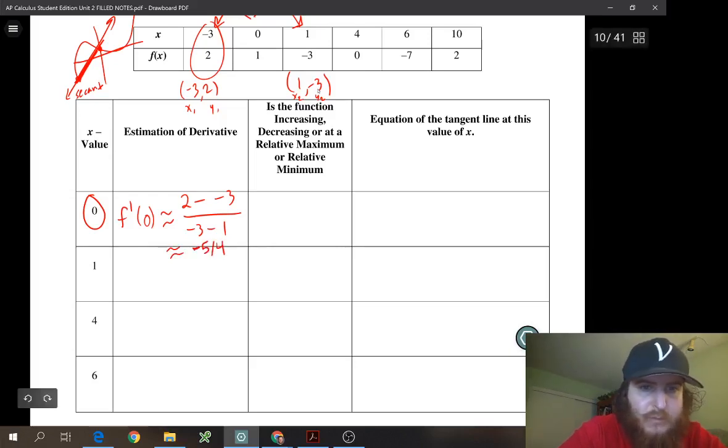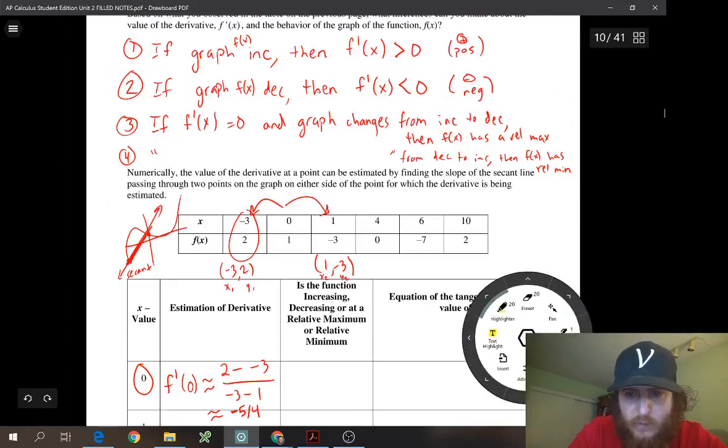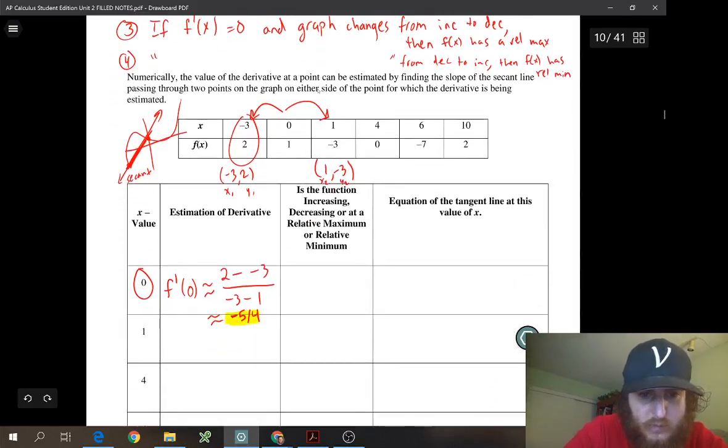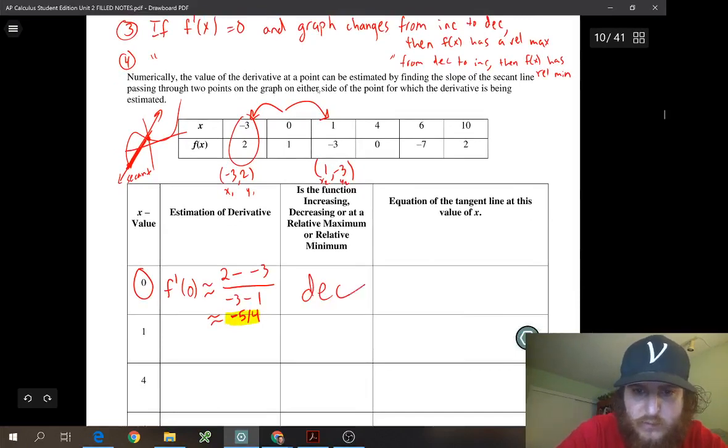So that's our slope. Now, how would I know if this is increasing or decreasing? Well, let's look at those patterns. We said that when the slope was negative, then our graph was decreasing, and the slope is negative. So we're going to go ahead and say that this is a decreasing function.